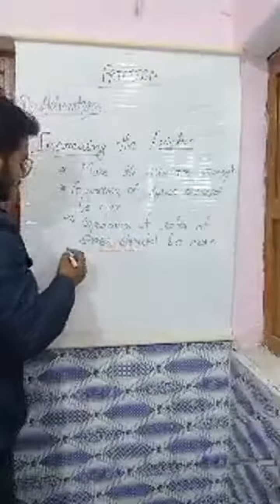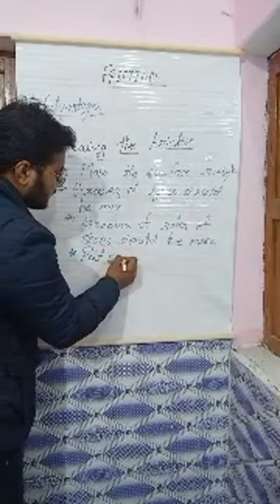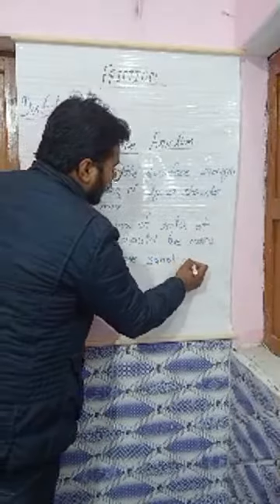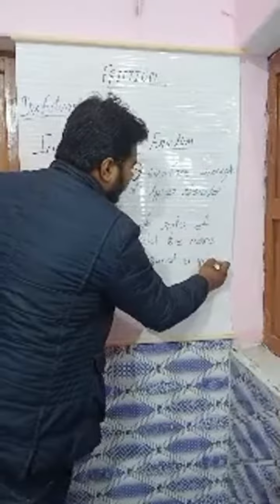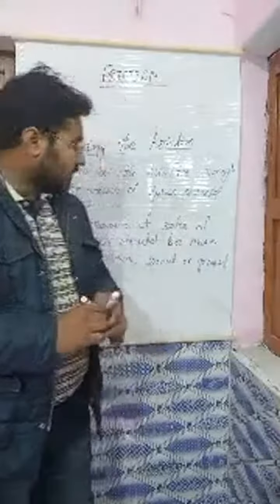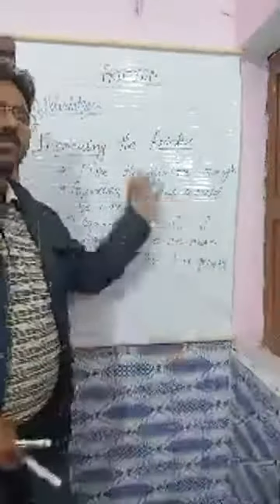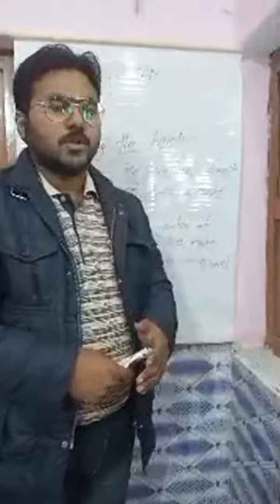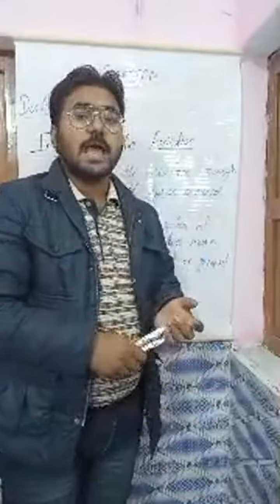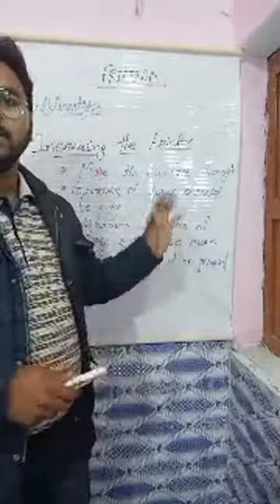So what can we say? Next point we can add: put some sand or gravel so that there will be friction and you will not fall. So these are the factors responsible for increasing friction, and there are many more. You will read your book and you will get them. So in this way friction is helpful to us, friction is harmful to us, and it is also increased by using these factors.